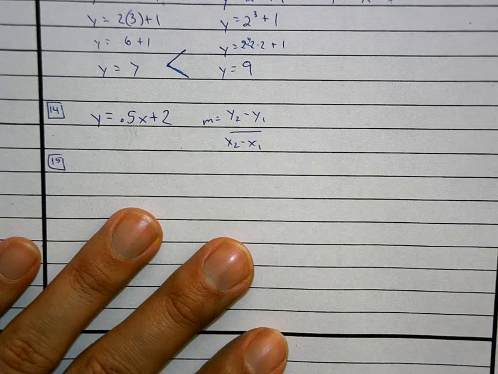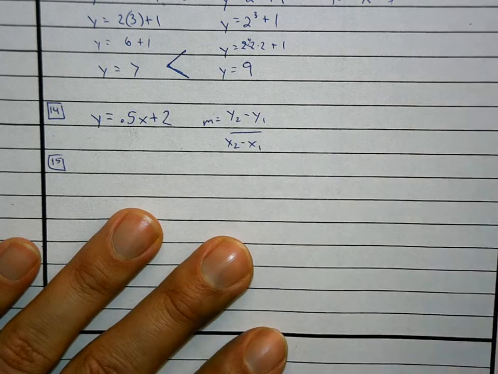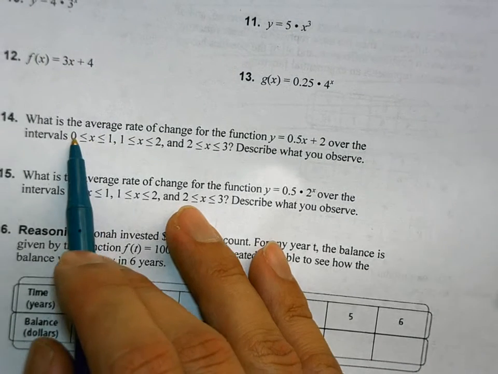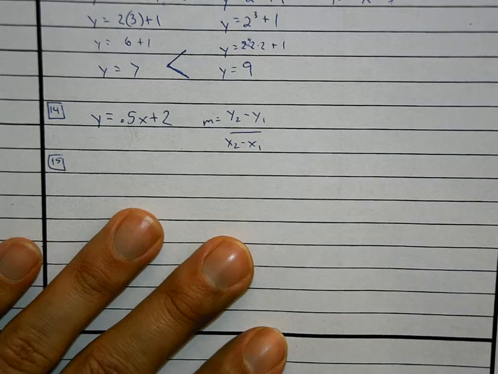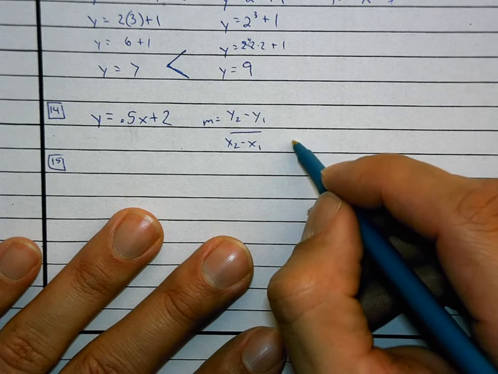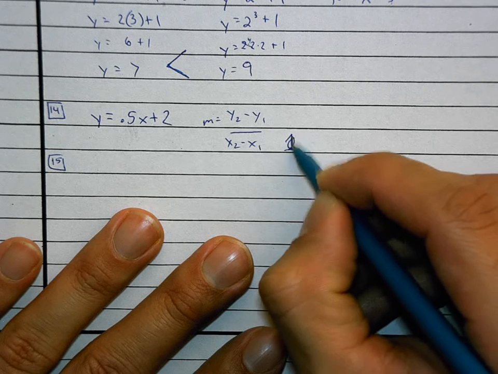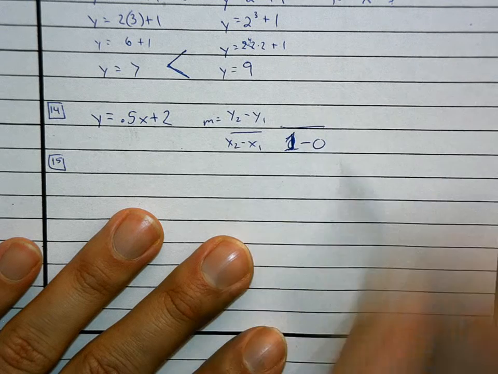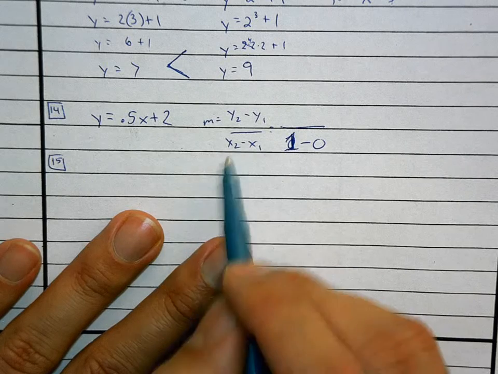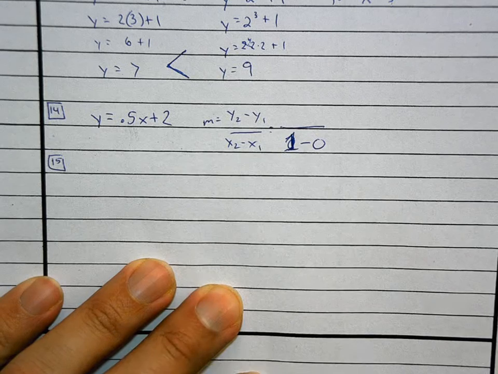Let's try it and see what happens. If I'm trying to find the average rate of change, let me remind you what our first interval is. It says x is between 0 and 1. Then that means I can plug in 0 and 1 and figure out what those two values are. 1 is bigger, so I'm going to use 1 and 0. When x is 1, I have to figure out what the y value is. When x is 0, I have to figure out what the y value is.